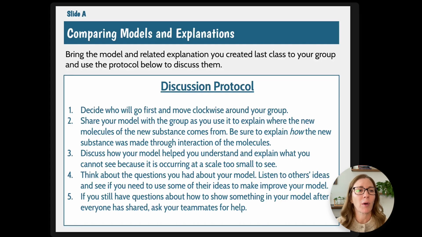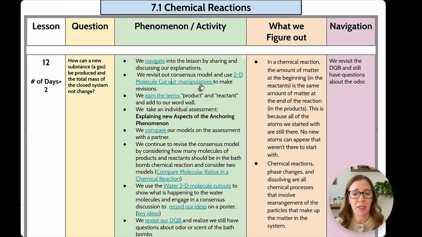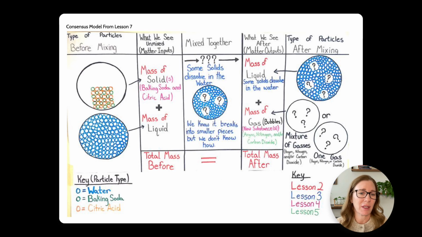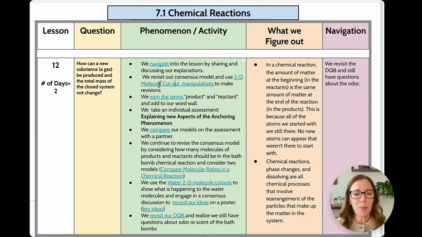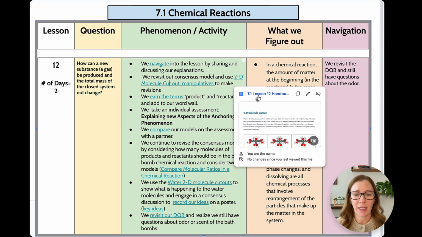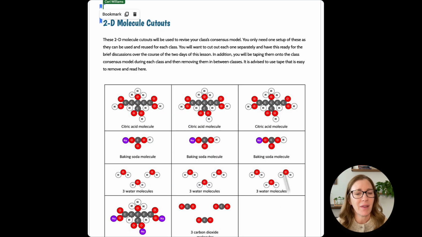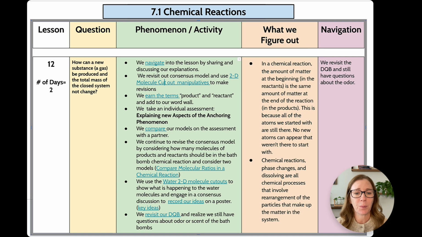before we move forward. Then we're going to revisit our consensus model, and I would remind you it looks like this. And so we're going to talk about those question marks that we weren't quite sure what was happening in those question mark moments. And so we use the molecular cutout manipulative. It looks like this. And these are all the molecules that are in the chemical reaction. And so we're going to use these, we're going to cut them out, we're going to put them on our consensus model to show what's happening when the molecules break apart and rearrange to make new substances.